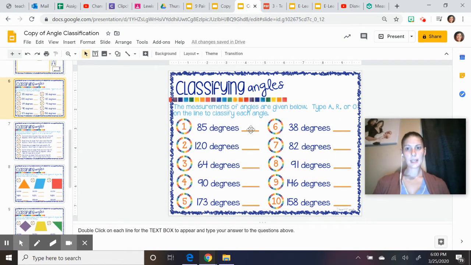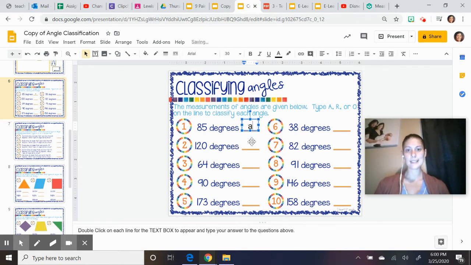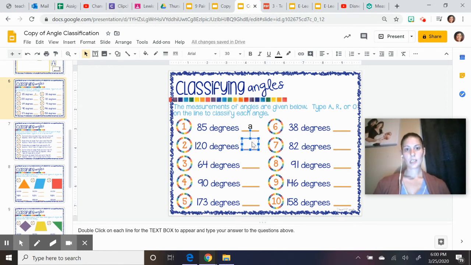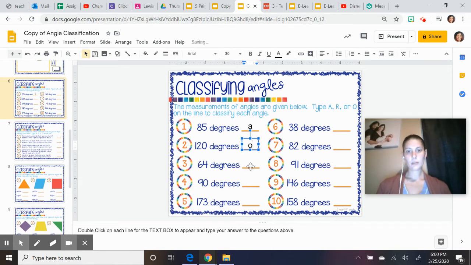Now it says, looking at the measurements, decide if these are acute, right, or obtuse. So this one says 85 degrees. That would be acute because that is less than 90. This one is greater than 90 degrees, so that would be obtuse. This one is less than 90, that would be acute. This one is exactly 90, so that is right.